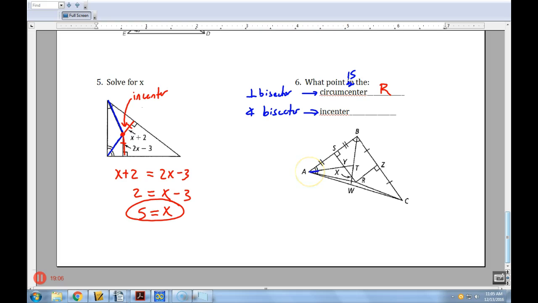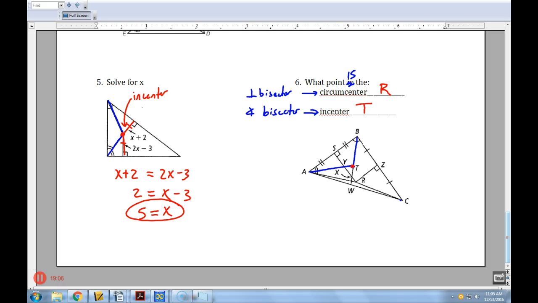Well, here is an angle bisector. Here is an angle bisector. And they don't draw one from C, but I only need 2. So it looks like the angle bisectors meet right there at a point T, which would be the incenter.